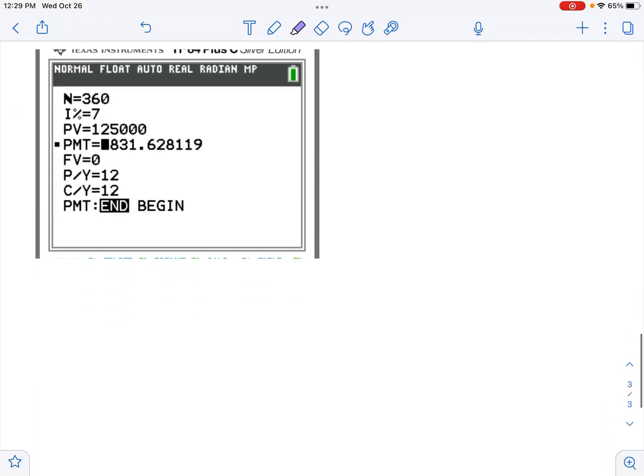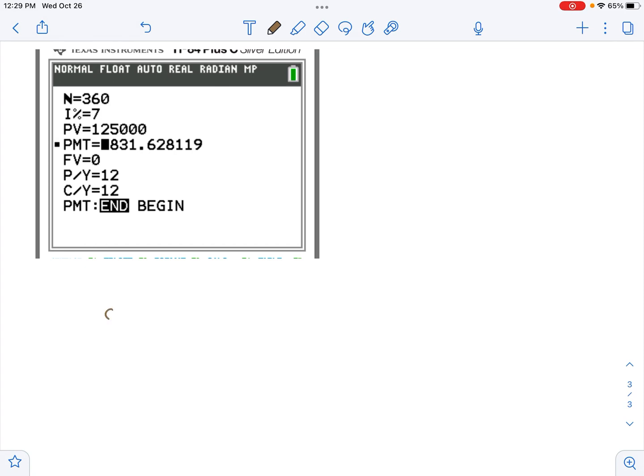Okay, here is a screenshot of our calculator that we were just looking at. And what I want to know from you, now that we know our monthly payment of $831.62, is how much will we be paying for this house over the entire course of the loan? I want you to think for a minute how you could figure that out if you know your monthly payment and you know how long the loan lasts.